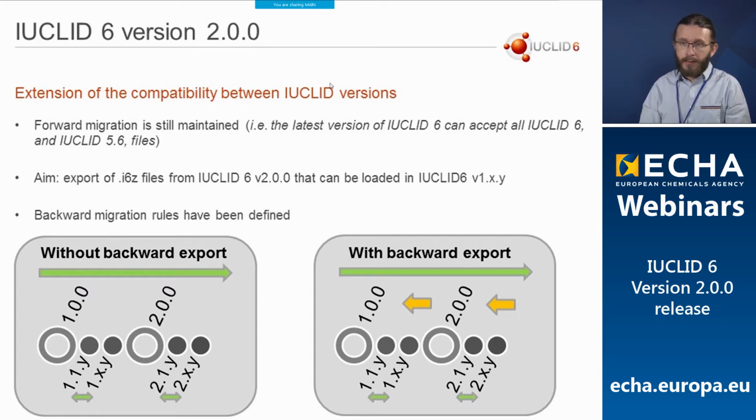But you can see on the left side that there was no way to export data from Euclid 6.2 back to Euclid 6.1, and this is what has been included in this new release of Euclid. And the addition here is represented with this orange arrow going to the left. So from Euclid 6.2, you can now export a file that will be compatible with Euclid 6.1. So it gives a way for everybody to continue exchanging Euclid 6 data, whatever version is being used.